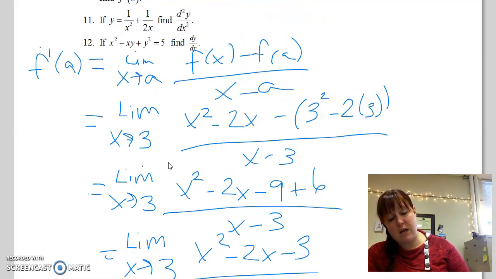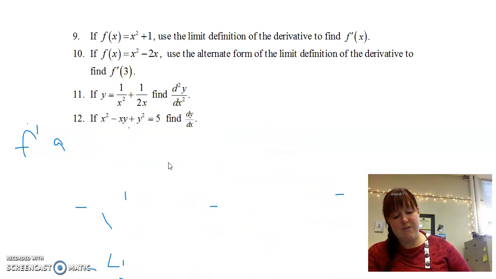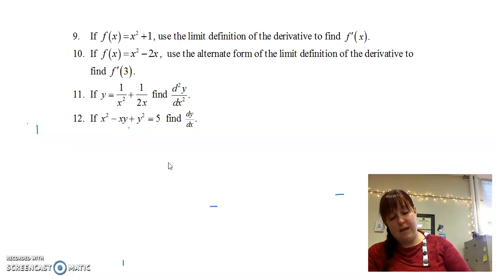Now we can go back and check, and we can say, well, we know that the derivative of that would be 2x minus 2, and that would be 6 minus 2, which is 4. So you have the shortcut to check yourself, but it's still important that you understand the limit definition. So that's the best answer I have right now. I know that it's not perfect, but that is my answer.